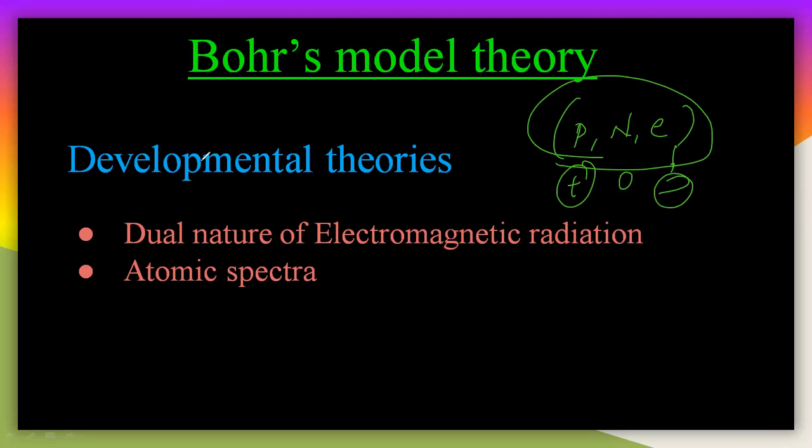In the next session, I will tell you exactly the Bohr's model theory. Till now we have seen only the basics of atomic structure. Now we'll discuss the two theories for atomic structure: one is Bohr's model theory, and the other is the quantum mechanical model of an atom. These are the two very important models for atomic structure. We will discuss them in the next session. Okay, thank you.